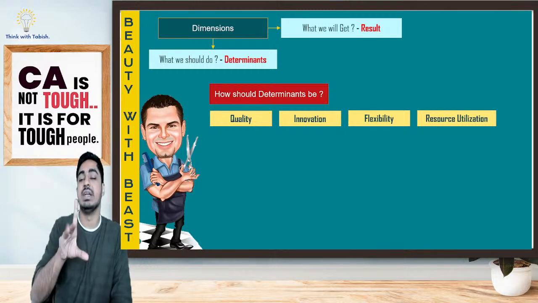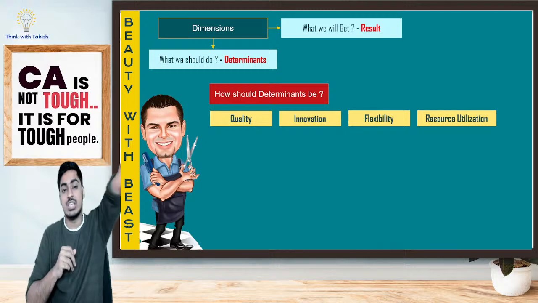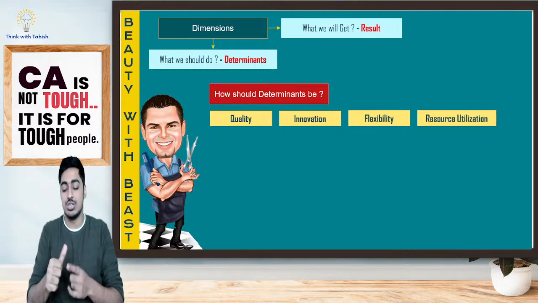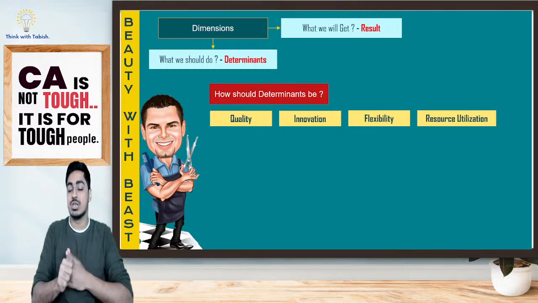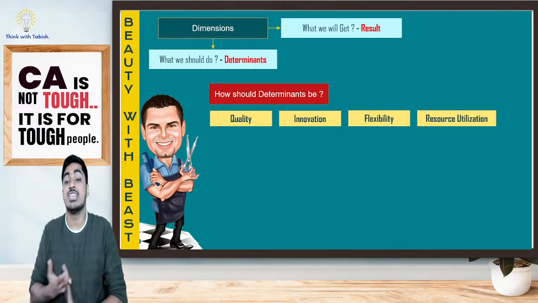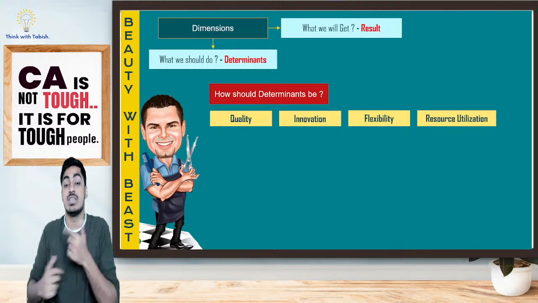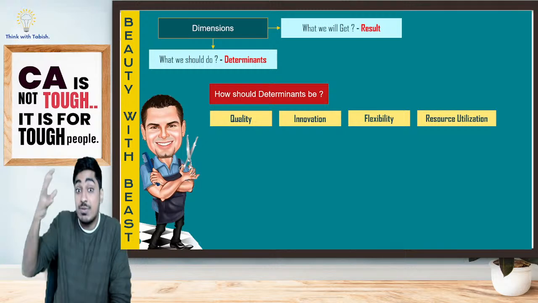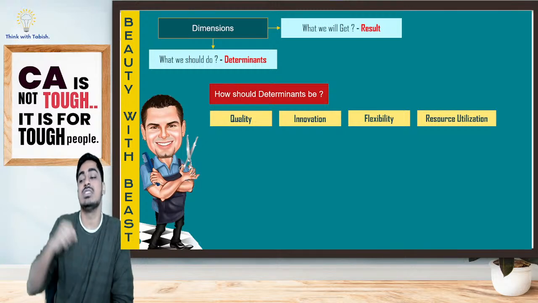Is it clear? My determinants, what all I should do. 4 things I should be doing, students, in order to achieve my standards. Firstly, I should focus on quality. I should focus on innovation. I should have flexibility in my operations, the way I am doing my things, as well as utilizing whatever resources are there properly.